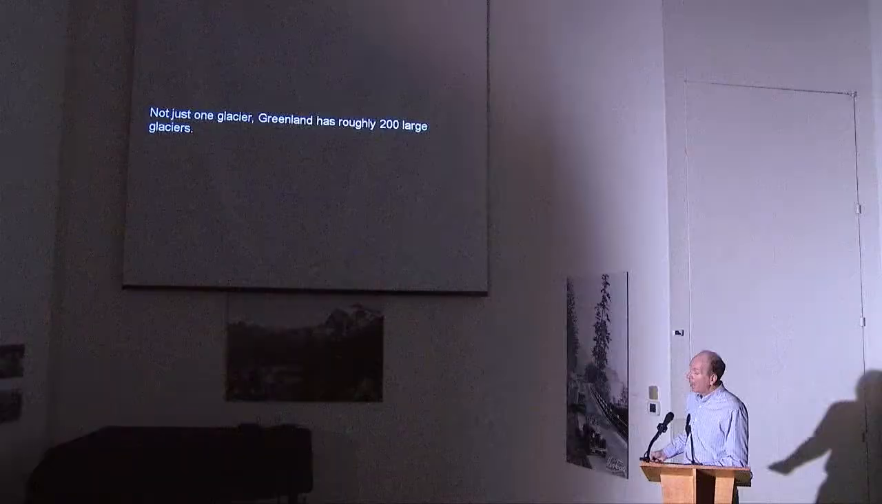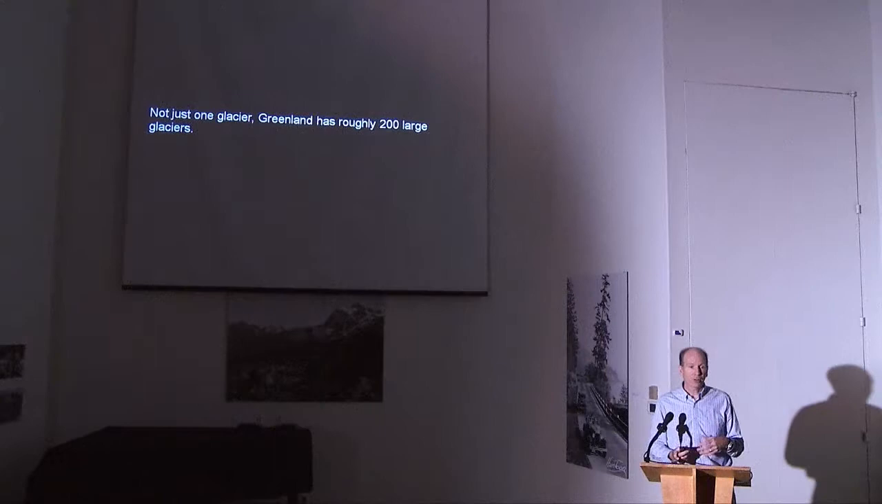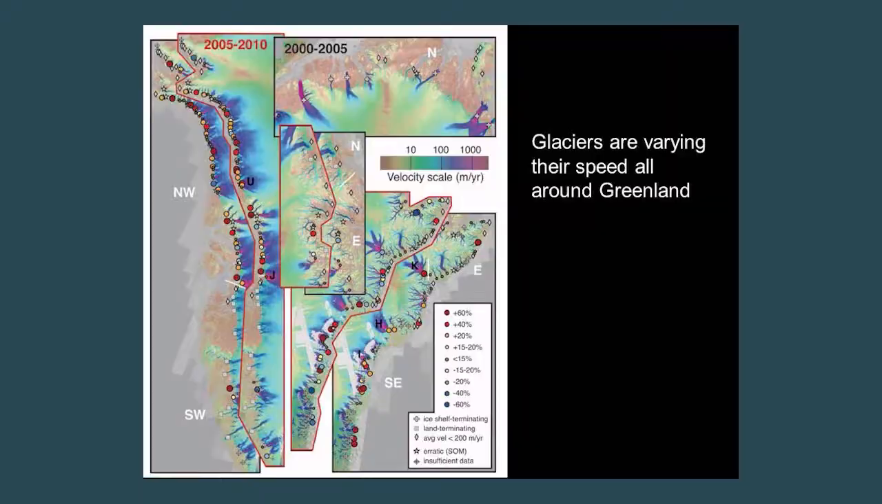And this is not just one glacier. This is not some strange behavior, and this is not some outlier glacier. Greenland has roughly 200 large glaciers. This is the biggest one, and it is perhaps the one undergoing the most change, but they are changing fairly consistently all around Greenland.